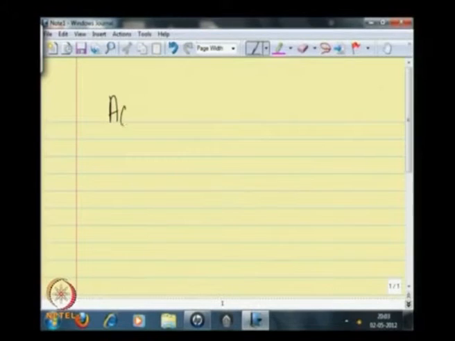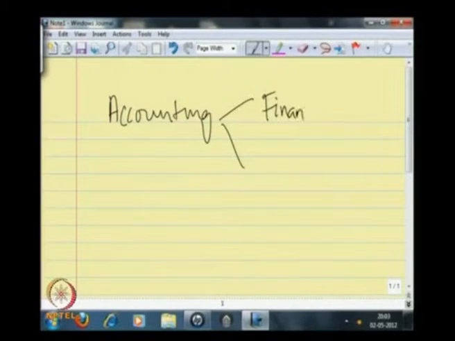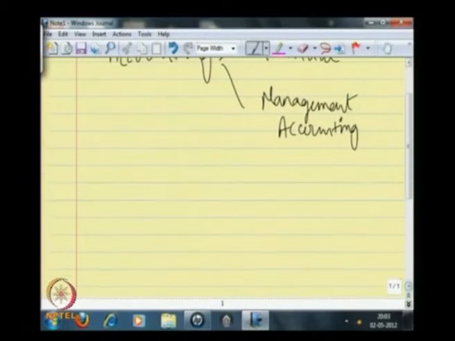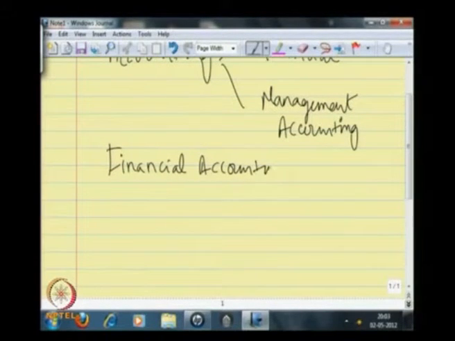So, I had already explained the two major forms of accounting, and we will be spending some time on understanding the difference between these two types of accounting, namely the financial and management accounting. As I said before, I will be just quickly providing you a summary of what financial accounting is all about.